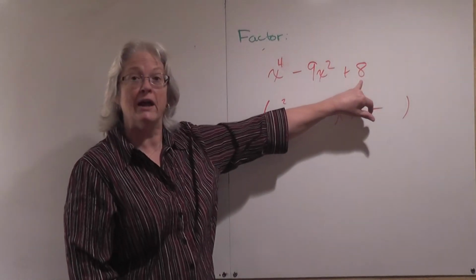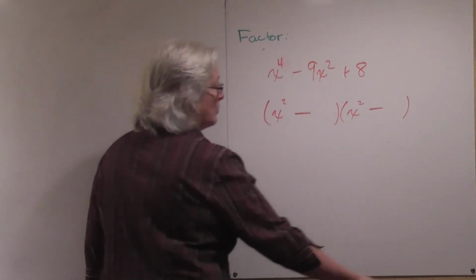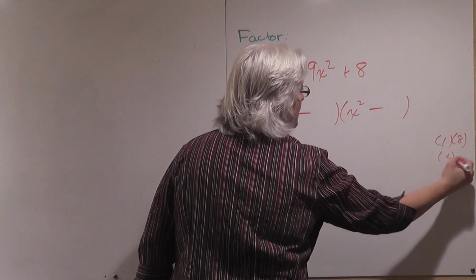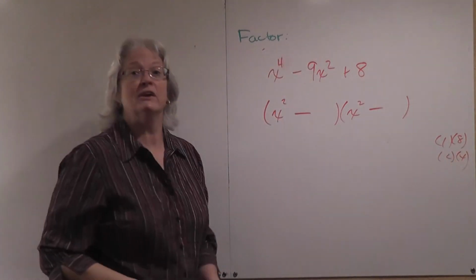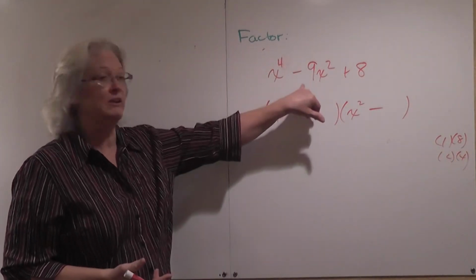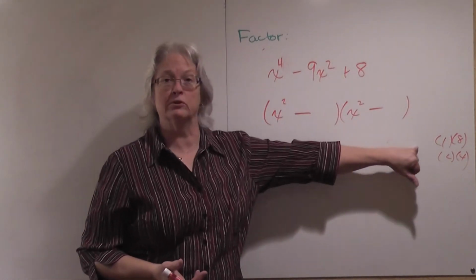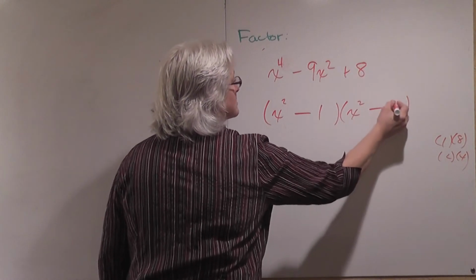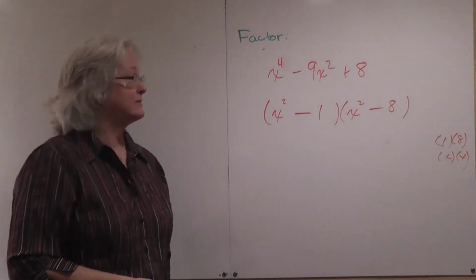How can we factor 8? There are two different ways. We can say 1 times 8. We can say 2 times 4. Obviously, if we need a sum of a negative 9, our factors are going to be a 1 and an 8. So we have x squared minus 1, we have x squared minus 8.